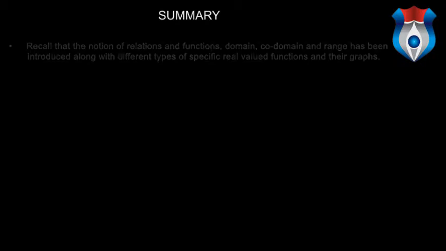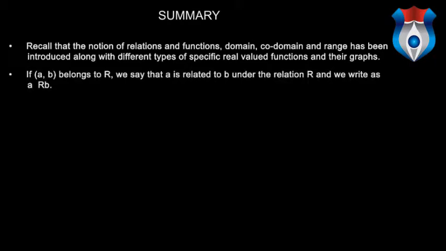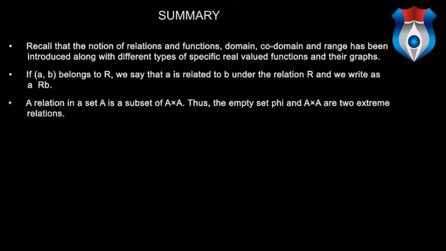Now in the end, let us summarize what we have learned in this lecture. Recall that the notions of relations and functions, domain, codomain and range have been introduced along with different types of specific real valued functions and their graphs. If (a, b) belongs to R, we say that a is related to b under the relation R and we write a R b. A relation in a set A is a subset of A × A. Thus, the empty set phi and A × A are two extreme relations.